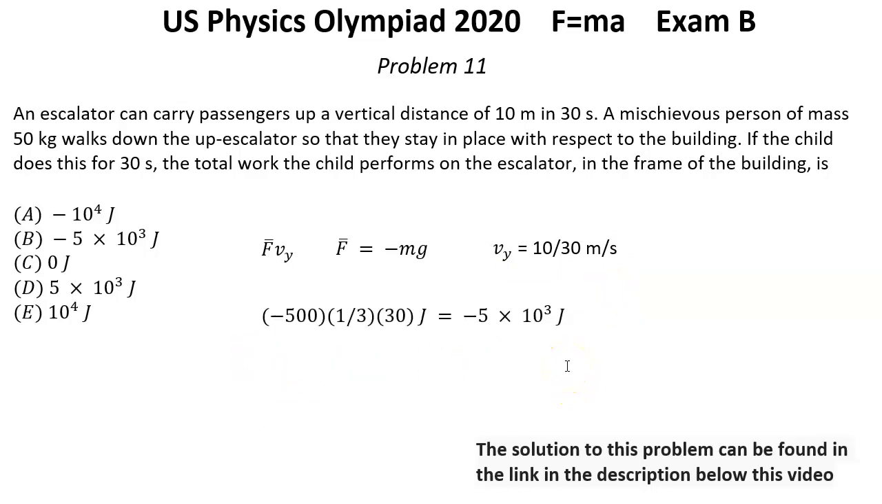Notice that the work done by the child on the escalator is the negative of the work done by the escalator on the child, which has the same value mgh as it would have if the child had remained stationary. So that was answer B, and that was a solution for problem number 11.